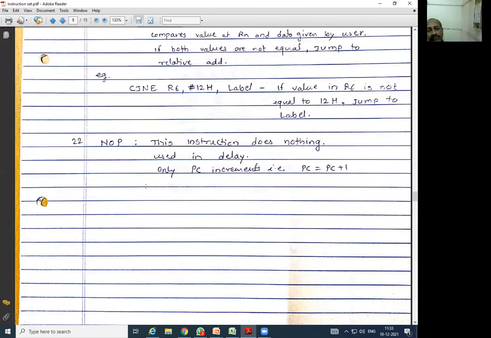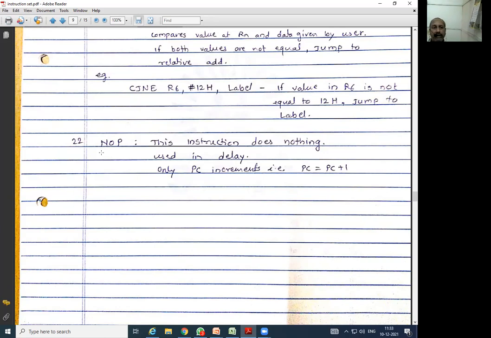The next one that is not very useful but important. So that is the NOP, that is the no operation. This instruction does nothing. Then why to give one? So it is used in a delay because it is consuming 1 byte definitely. Got it? NOP is the instruction doing nothing, but it is adding the delay.